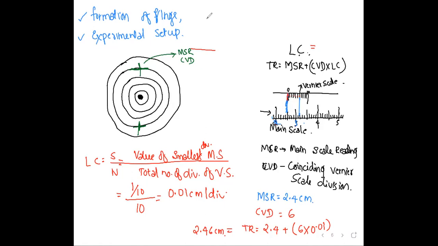Excuse me, sorry. I will focus at the same ring at a lower position. There also I collect MSR and CVD. Initially, how to calculate the diameter of this fourth ring? Diameter means what? Distance from here to here, right?